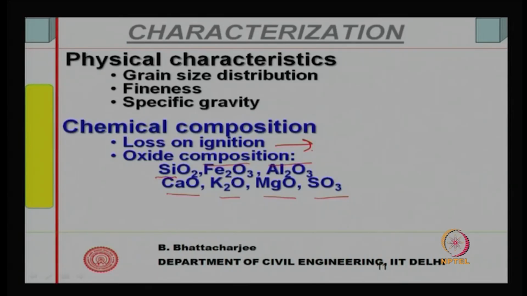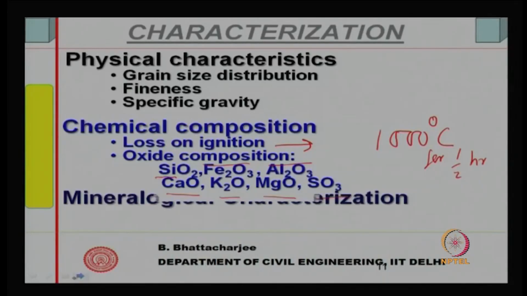This is determined by heating it up to 1000 degree centigrade, plus or minus 50 degree centigrade, around that temperature, and keeping it for half an hour. What will happen? All the unburned carbon, if present, will get converted into carbon dioxide and go away, but there will be some amount of moisture loss also. Any unoxidized material may also get oxidized. So, there will be a net change of mass.